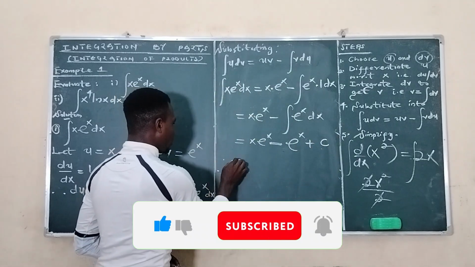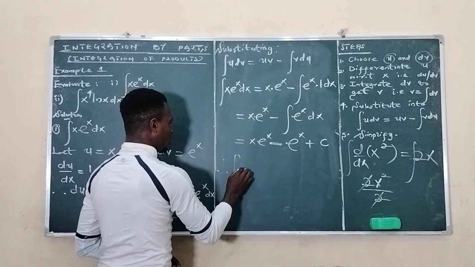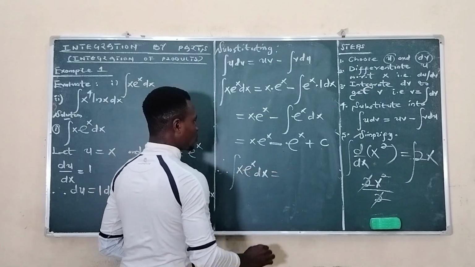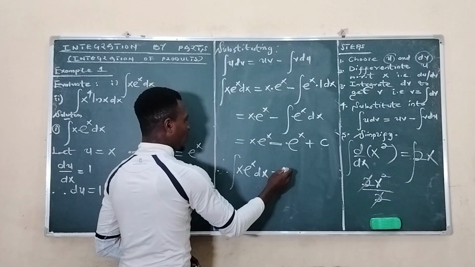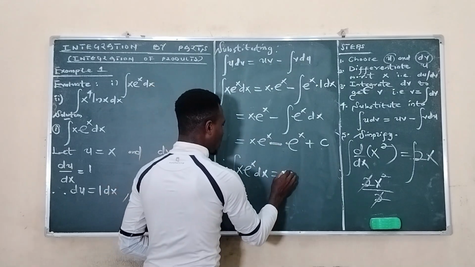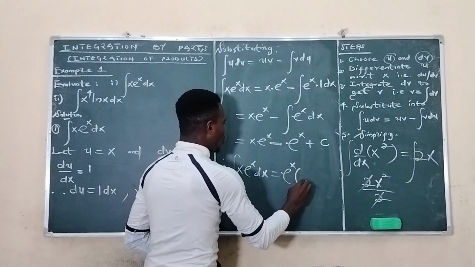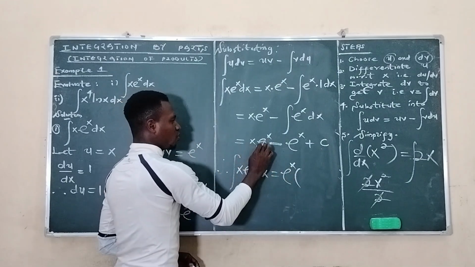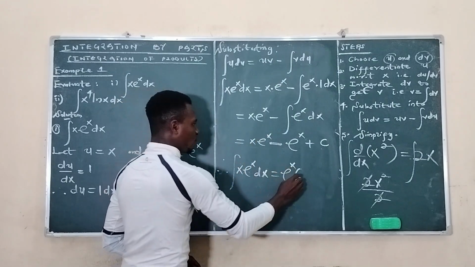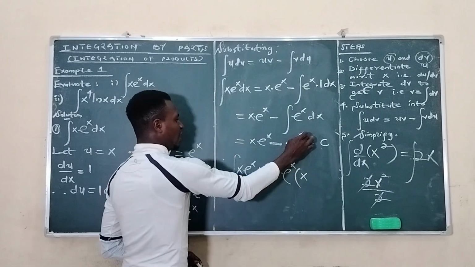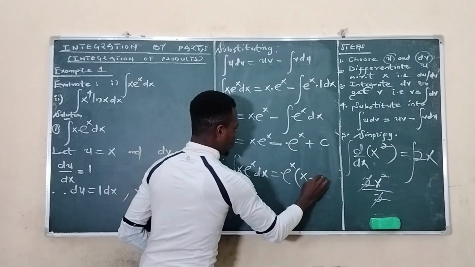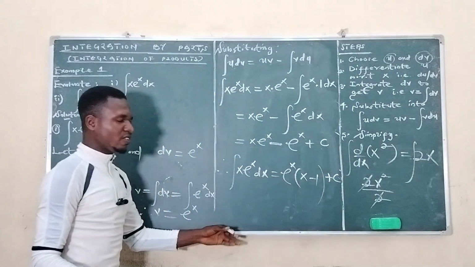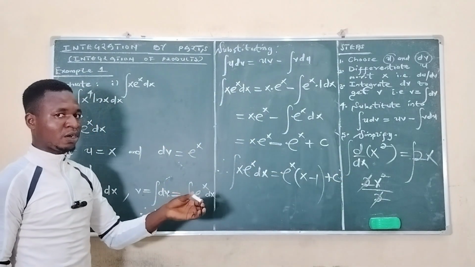Hence, the result of this given integral, x exponential x with respect to x, is equal to... what is common between these? We have exponential x. When we factor that out, we have exponential x times (x minus 1), plus c. So this is how we can apply the exponential function.